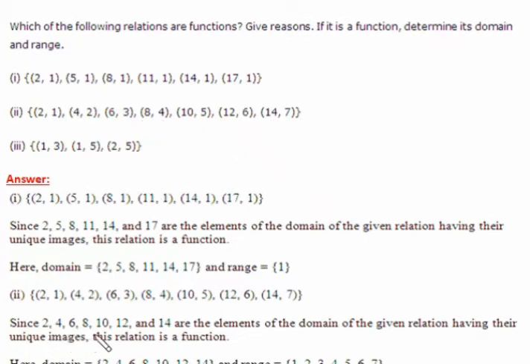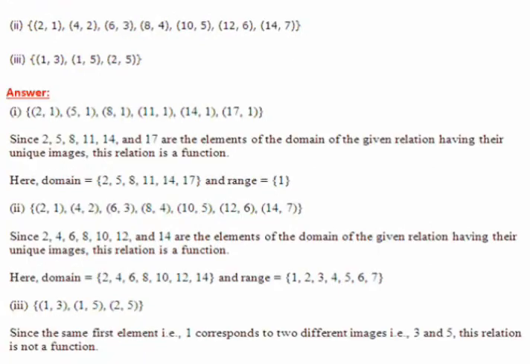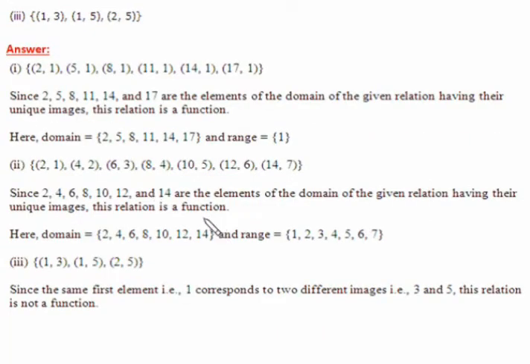Now since 2, 4, 6, 8, 10, 12, 14 are the elements of the domain of the given relation having their unique image, this relation is called a function. Now here the domain is 2, 4, 6, 8, 10, 12, 14 and its range is 1, 2, 3, 4, 5, 6, 7. Now comes the third question, (1,3), (1,5), (2,5).